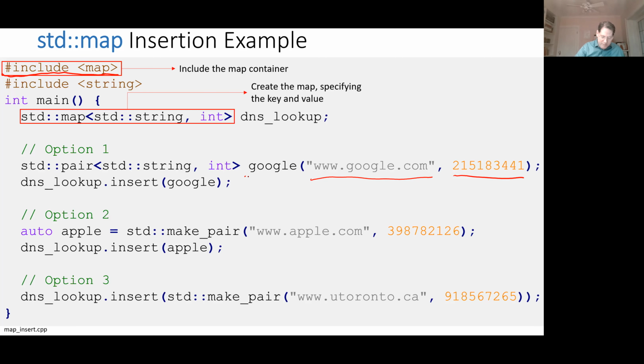So I'm going to make a variable called Google, and that variable is of type pair, a pair of string and integer. And I'm going to construct that data element, or this object, right away with a string and an integer. Okay, so that's the first way I could do this. I make an explicit variable called Google of the right type, and then I just call on my binary search tree its member function insert.